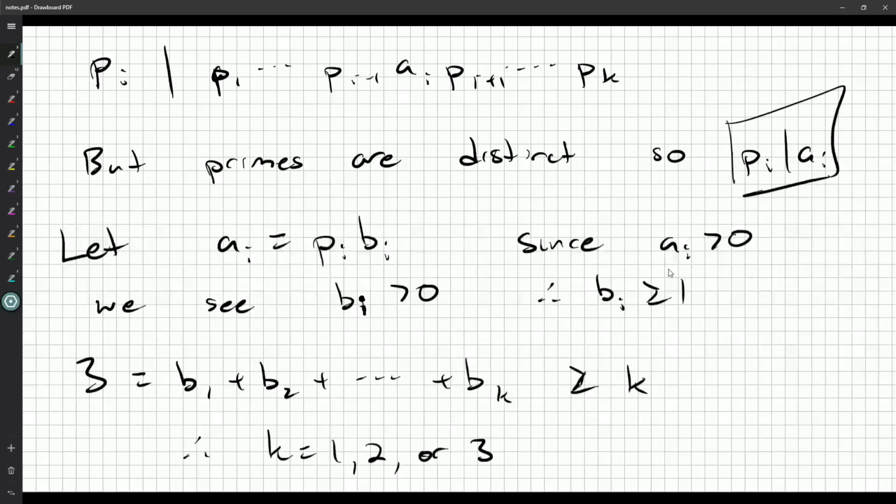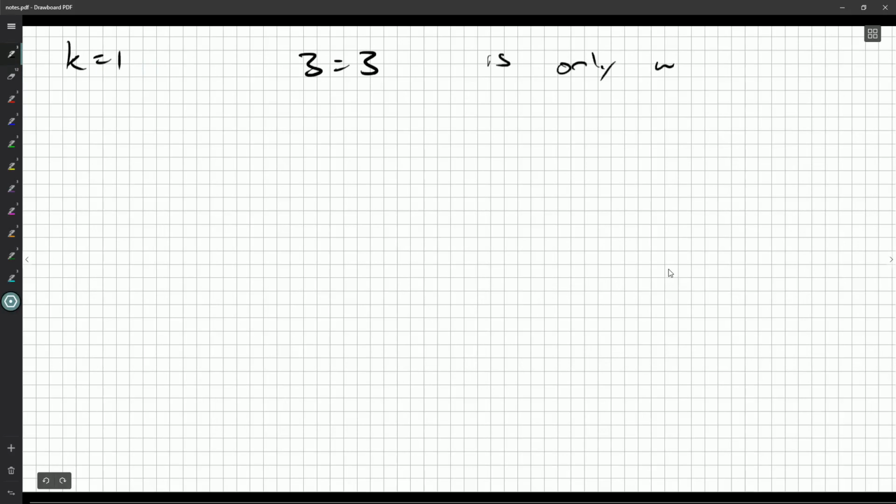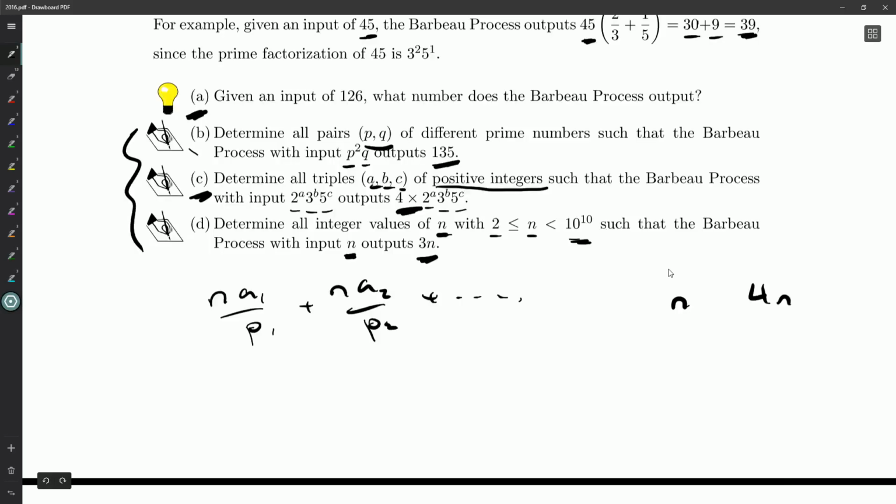Okay, so maybe we could do cases, or just talk about the different ways to write 3. 3 can be written as 3. In fact, let's say this. If K is 1, 3 equals 3 is the only way to write it. So B1 has to be equal to 3. So N is going to look like P1 to the 3P1. And for certain values of P1, this will be less than 10 to the 10. Yeah, 10 to the 10.